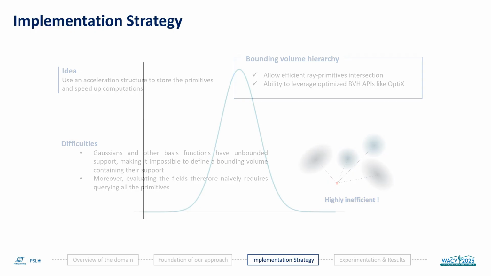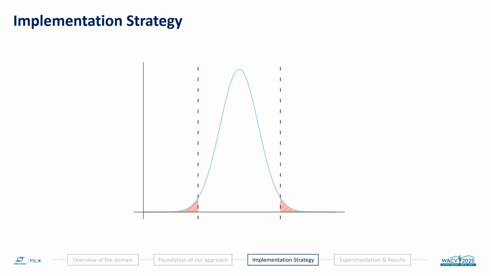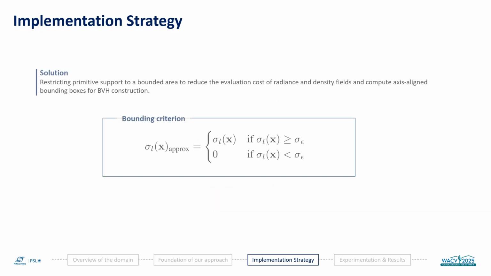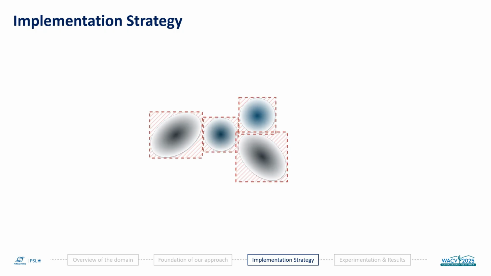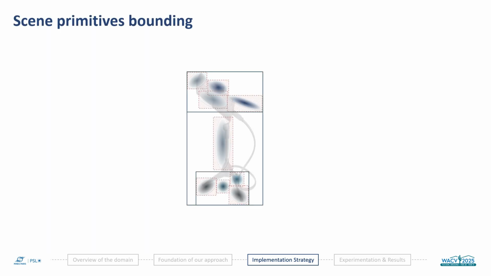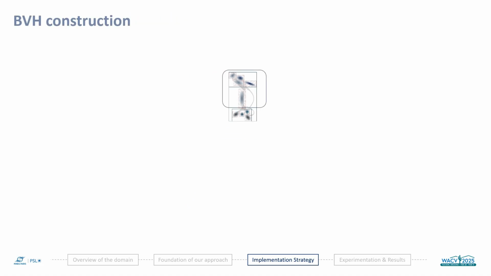To address this challenge, we take advantage of the fact that the Gaussian function quickly becomes negligible as one moves away from its mean. Thus, to bound the primitives, we decide to restrict their evaluation to the region where their density exceeds a given threshold. This approach allows us to compute the axis-aligned bounding boxes required for constructing the BVH and reduces the evaluation cost of our global radiance and density fields. With this approach, we can now construct the BVH to accelerate ray primitive intersection computations. To do this, we start by calculating the bounding boxes enclosing our primitives, and then use a dedicated API to build the BVH.